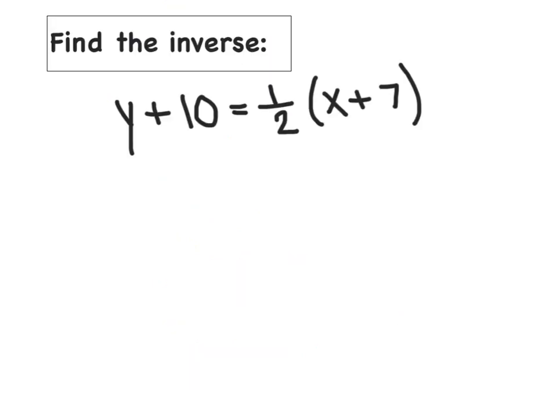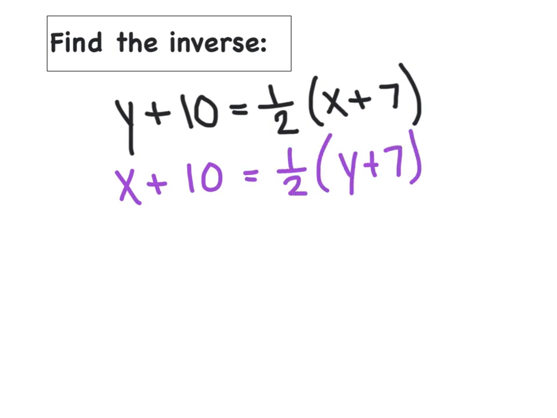Alright, last one of the night. We'll finish strong. Certainly our most challenging question of the night. Step 1 says replace f of x with a y, but again, not necessary because they're just using a y. Step 2 says switch the variables. So I'm going to say x plus 10 equals 1/2 times the quantity y plus 7.